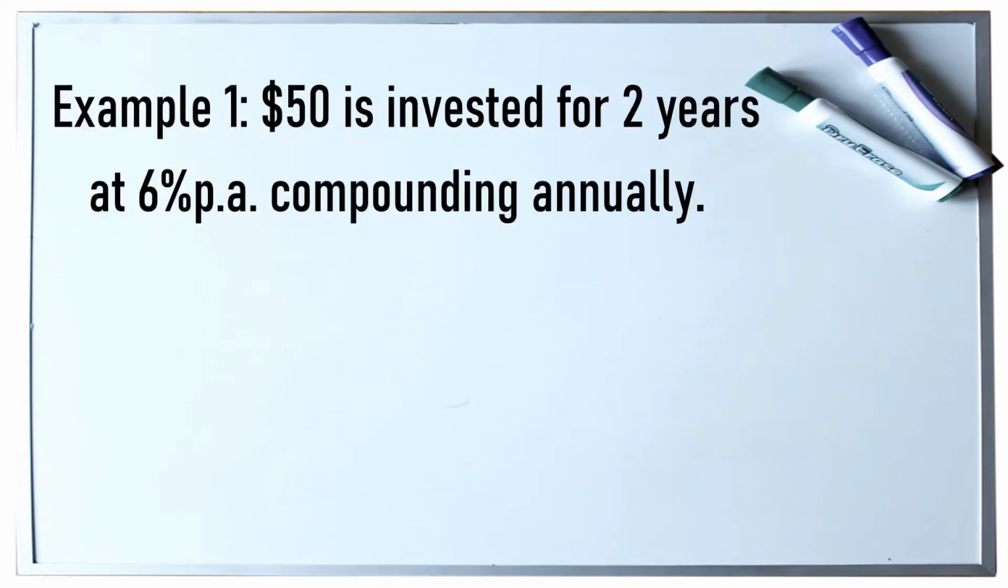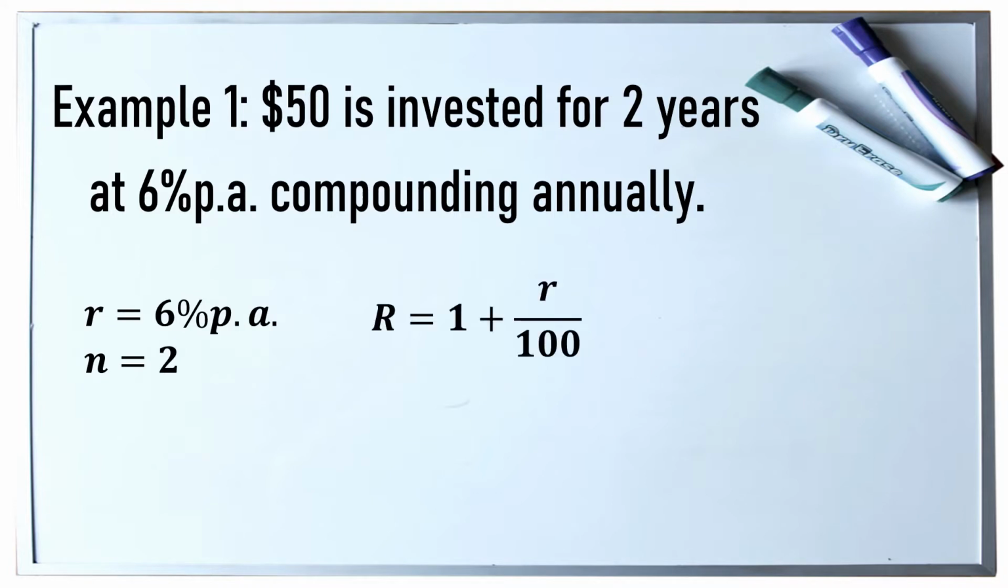All the questions we're going to do in this video are going to be based on this particular example. $50 is invested for 2 years at 6% compounding annually. So our r is 6% per annum, our n is 2. Our capital R is 1 plus r over 100, which is 1 plus 6 over 100, which is 1.06.